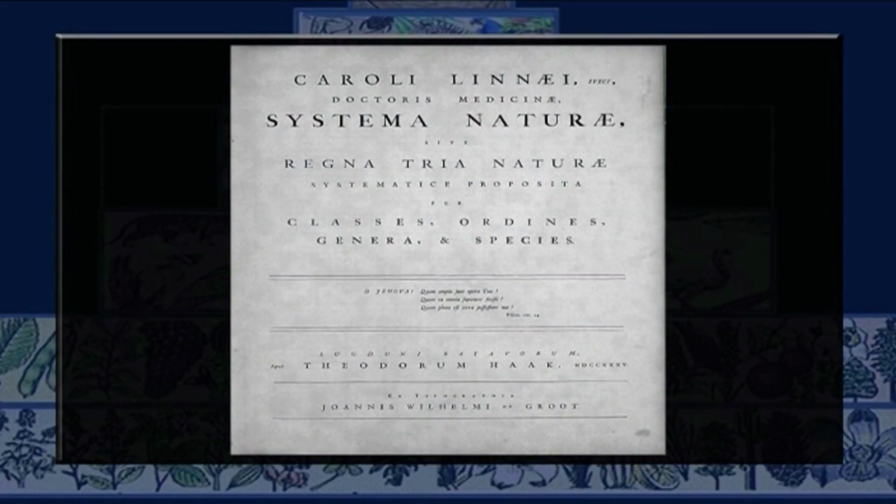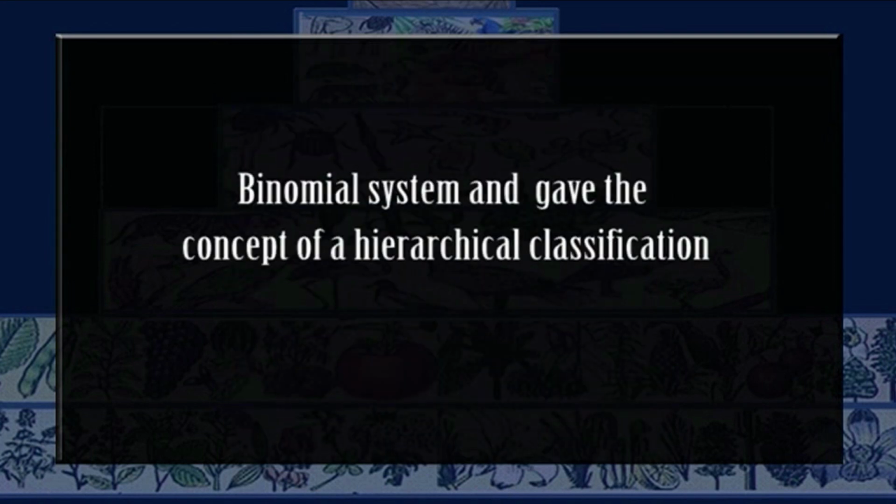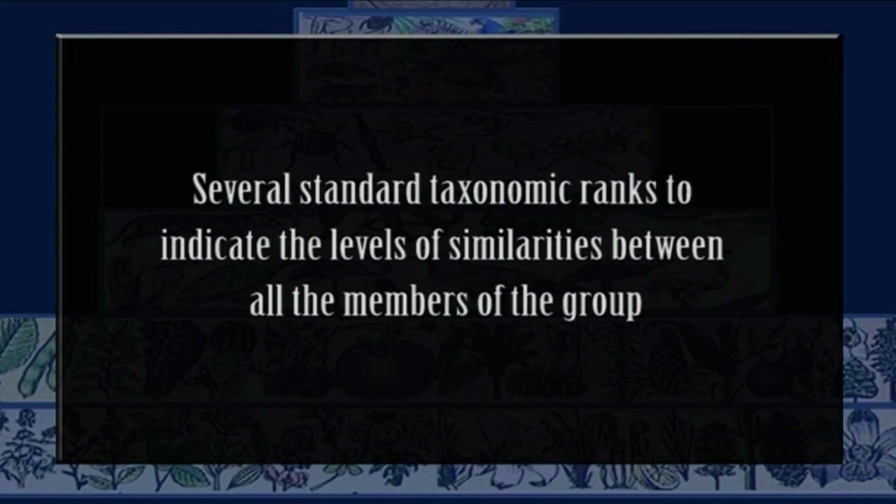Linnaeus' system for naming species, which has not changed much since the publication of the 10th edition of his Systema Naturae in 1758, in which he used the binomial system and gave the concept of a hierarchical classification. In his scheme, the major categories were given one of the several standard taxonomic ranks to indicate the level of similarities between all the members of the group.